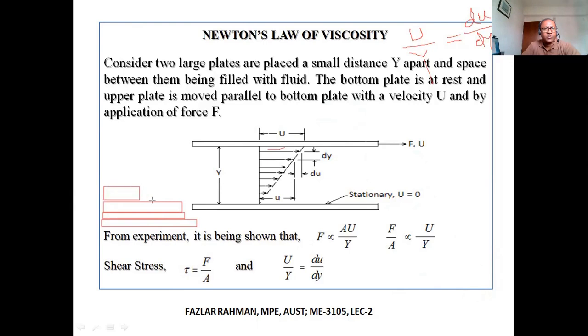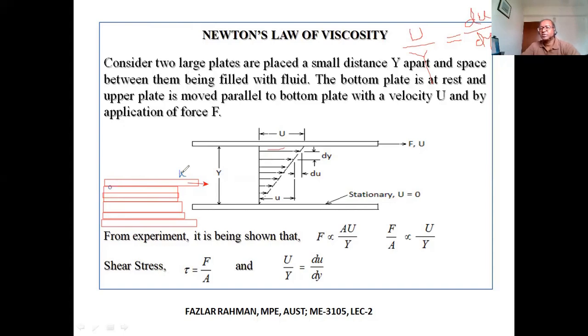Right over here, one more plate. So I'm saying it is flowing layer by layer, and this is our upper plate. The upper plate is moving with certain velocity and force. So what will happen? The fluid particle right at this location, the bottom of the upper plate. This plate is moving with velocity u. So what will be the velocity of this fluid particle?